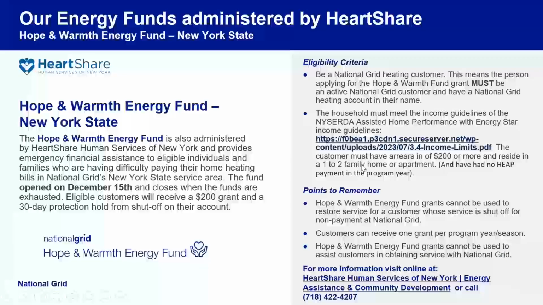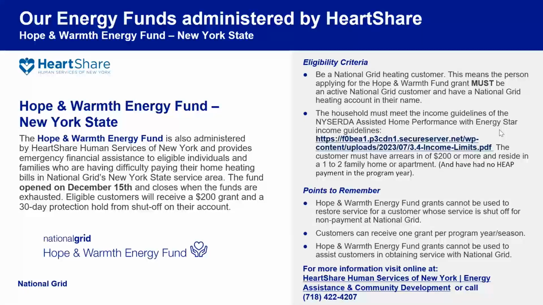And then the second grant administered by HeartShare is called the Hope and Warmth Fund. That is already open, and this is for customers who are not HEAP eligible. Over here is where the income limits are. It's the NYSERDA income limits. They have to have at least $200 in arrears, and they have to have a vulnerable person in the household: either a child under the age of 18 or an elderly person 62 and older.